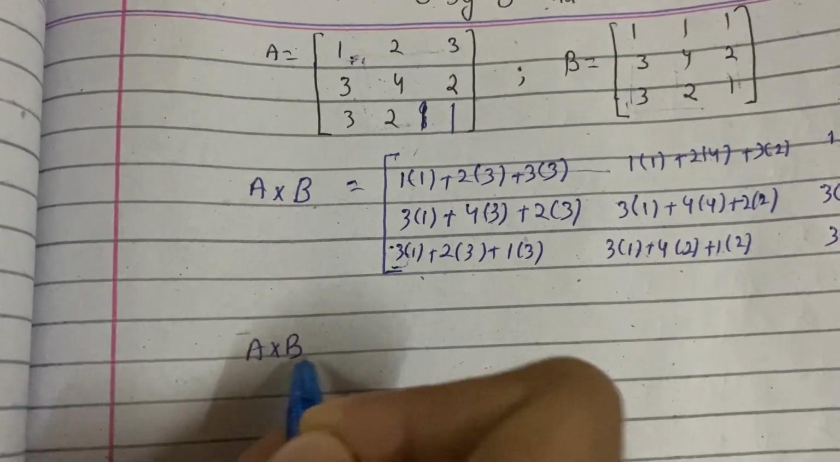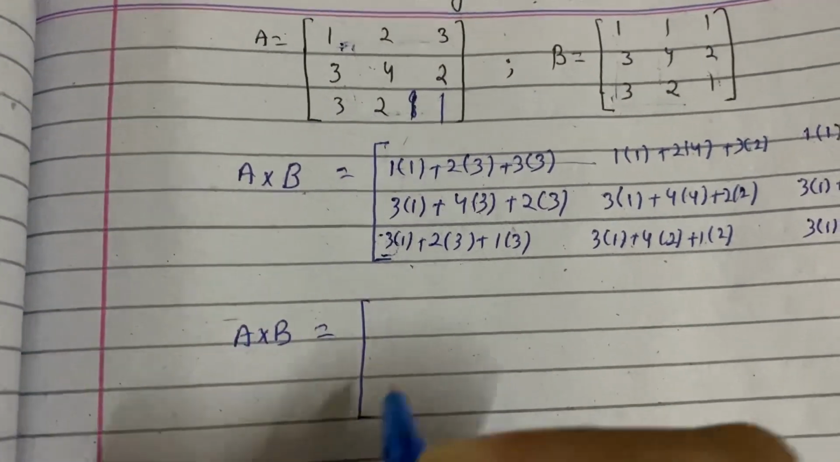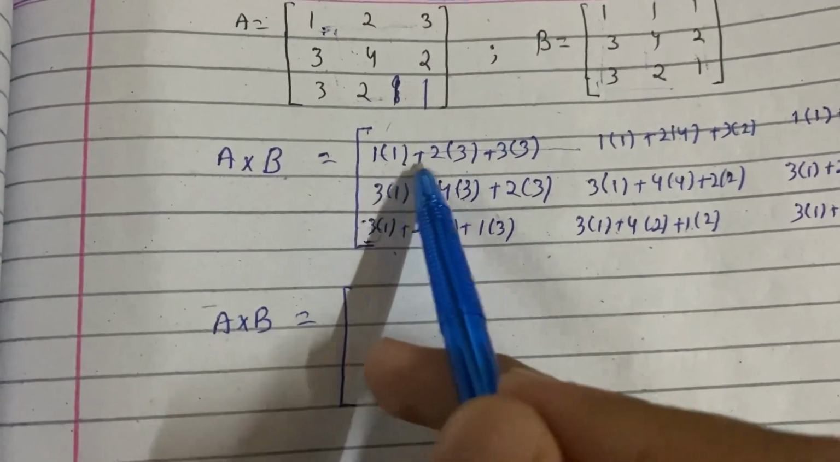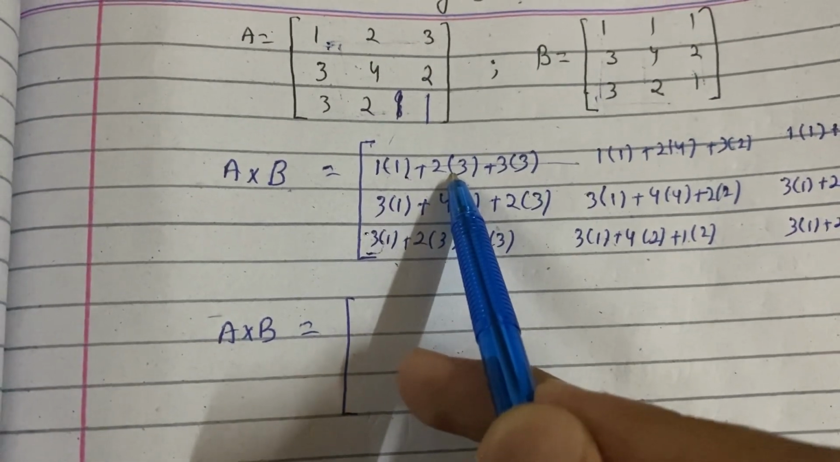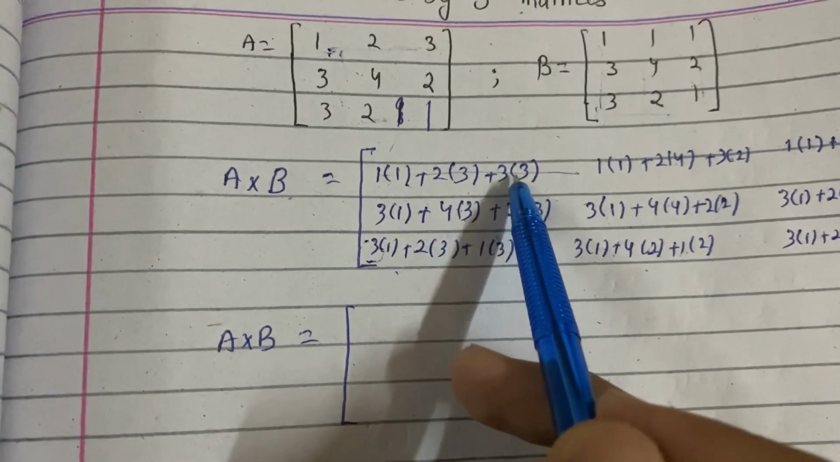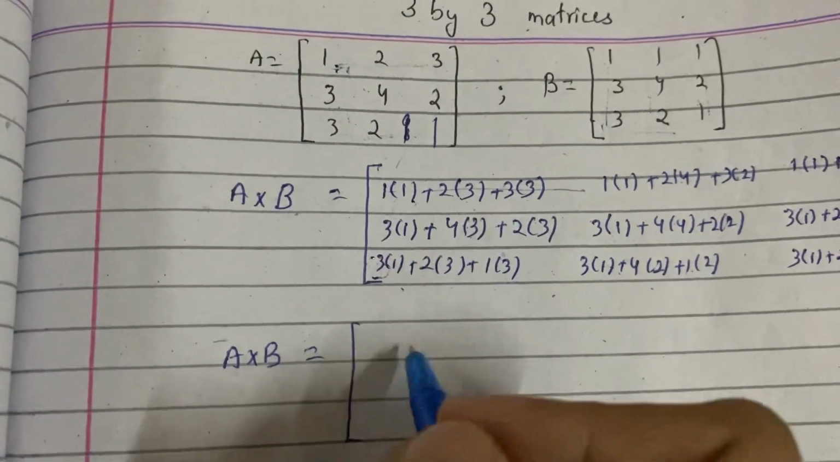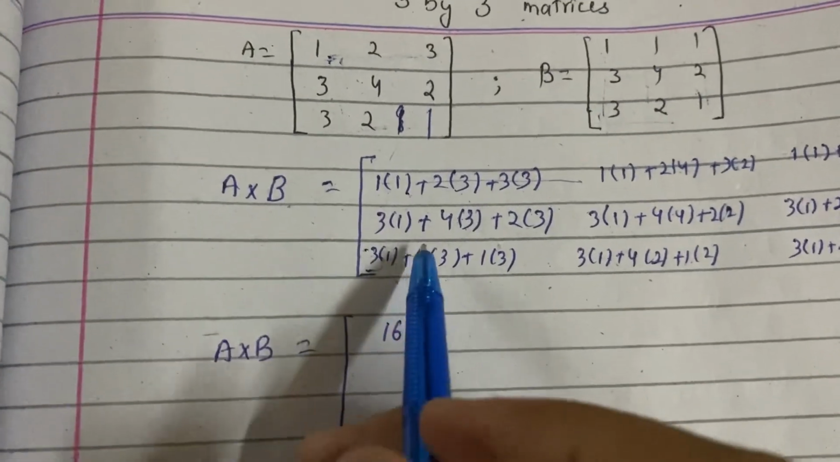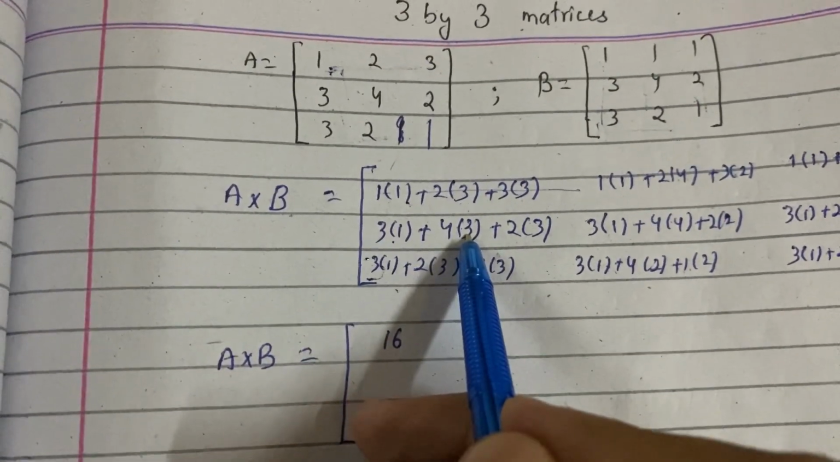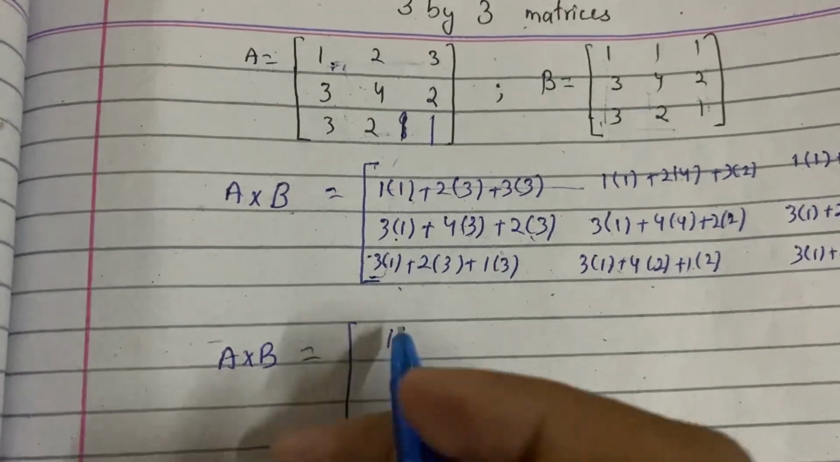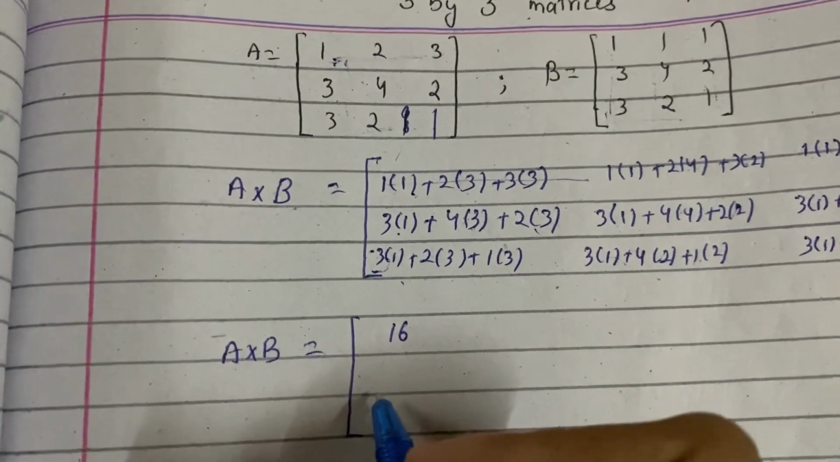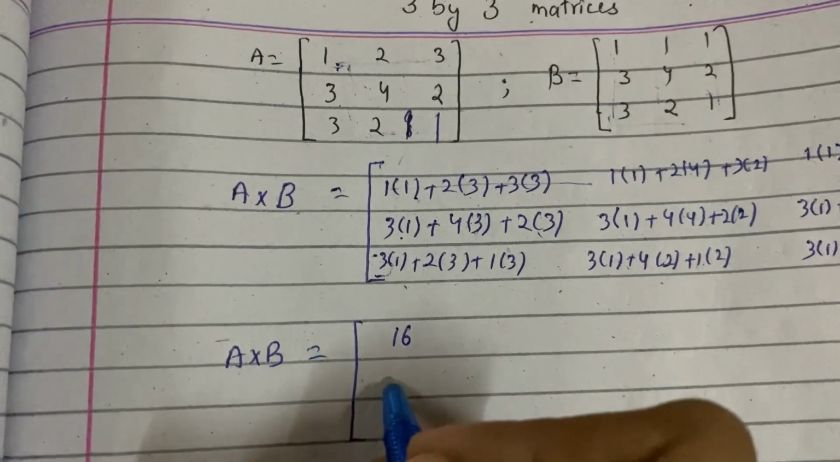So A multiplied by B will be equal to, you have to sum all of them. 1 plus 6, this is 2 into 3 is 6, and this is 9. 6 plus 9 plus 1 is 16, and then this one will be 3, this one will be 12, and this one will be 6. This is 12 plus 6 is 18, and 3 is 21.